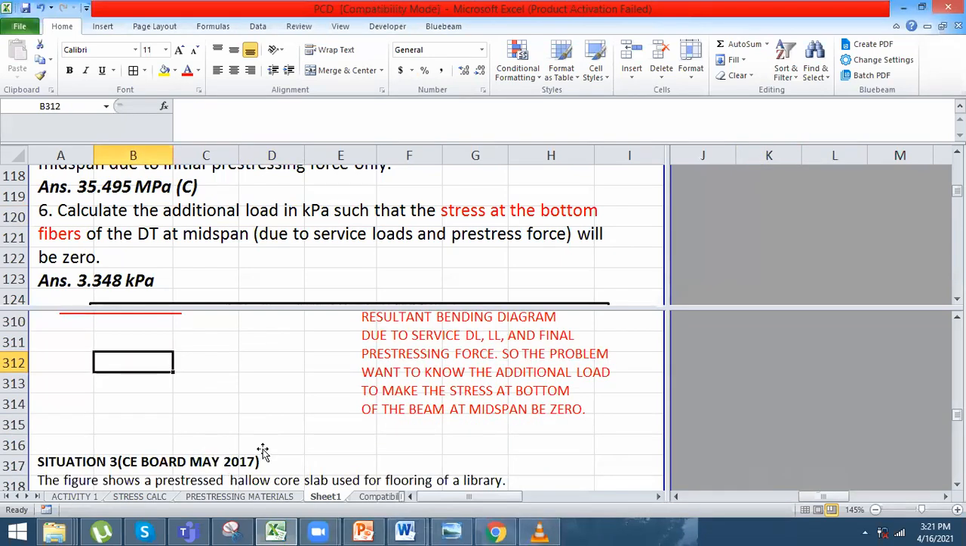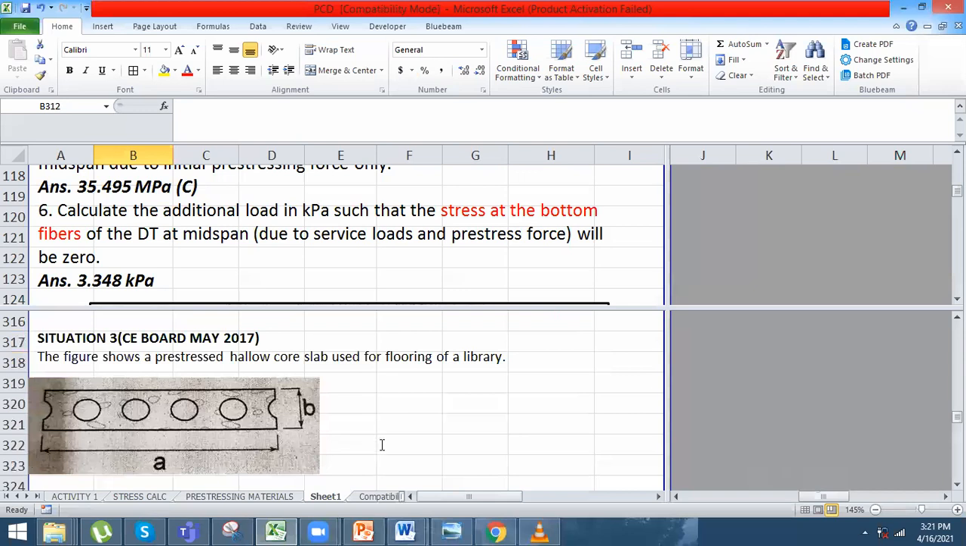Situation number 3. The figure shows a pre-stressed hollow core slab used for flooring of a library. Maybe some of you haven't reviewed yet or visited all the sites that I have mentioned in our first lecture kanina. You can look there. Makita nyo doon the actual rebar and concreting of that hollow core.